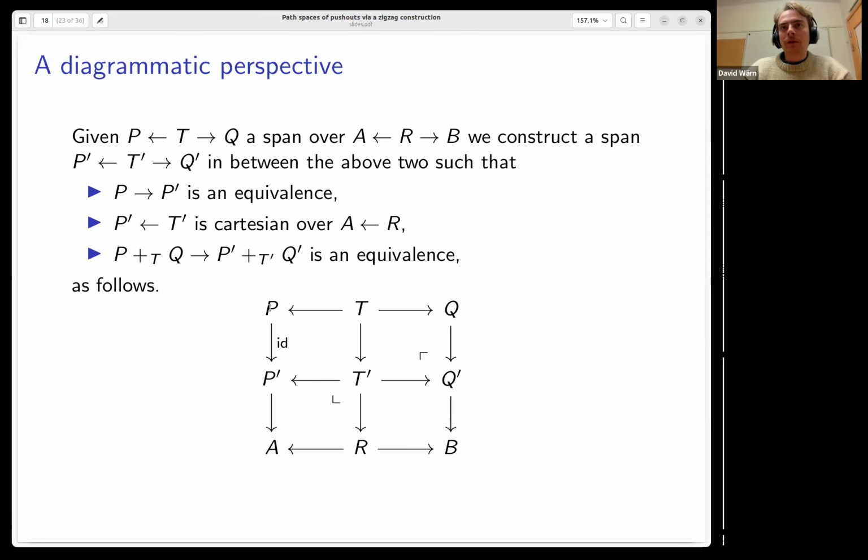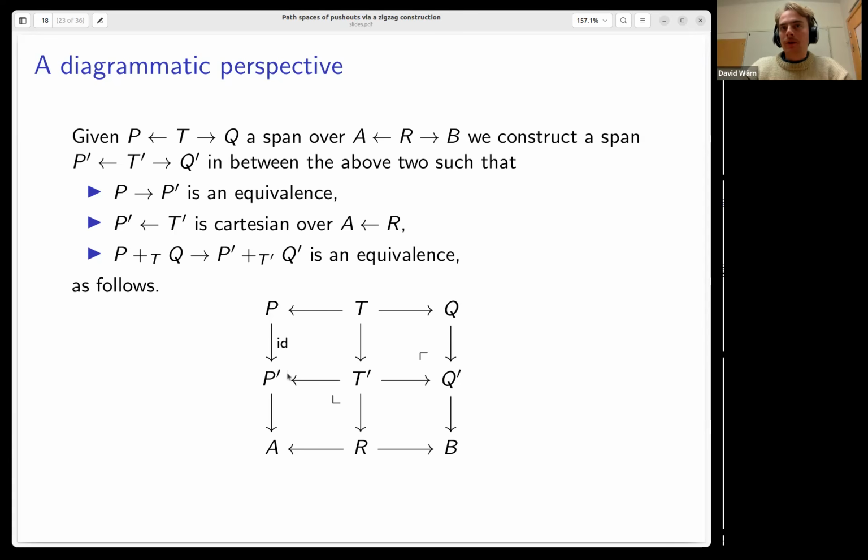So P' is equivalent to P. The map T' to P' is Cartesian. So I'm here ensuring that this desired property holds in one stage. We have this pullback square, and I will do this in such a way that P', T', Q' have the same pushout as P, T, Q. And basically this diagram shows how to do it.